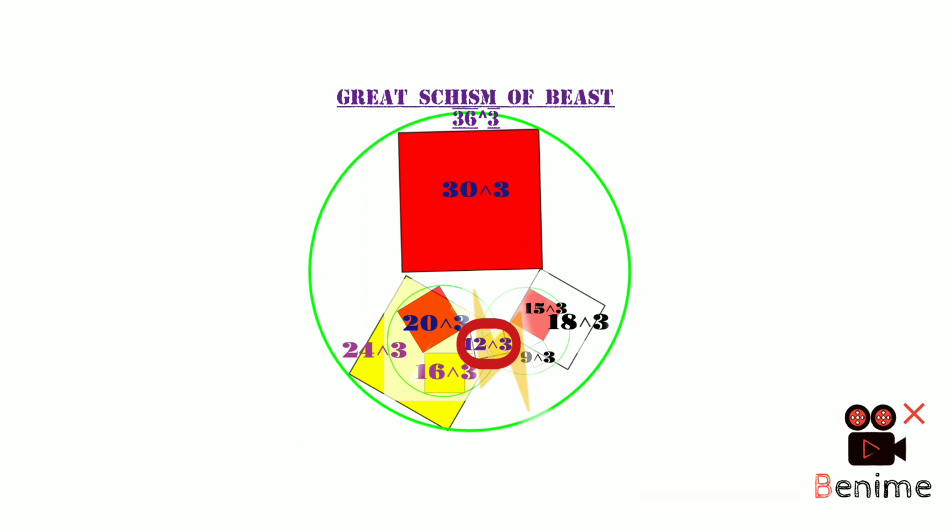And let us see the most important part, actually. The great schism of the beast number 36 cube. 36 cube was divided into 24 cube, 18 cube, and 30 cube. So this is where the great schism happened.